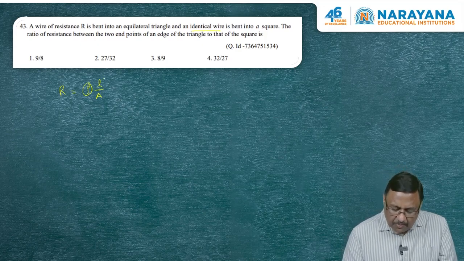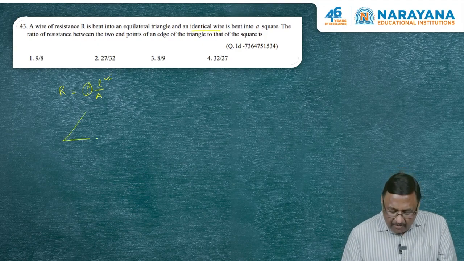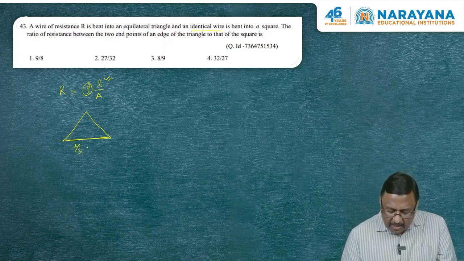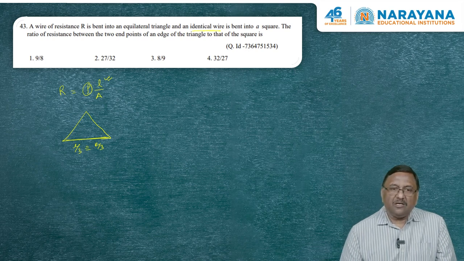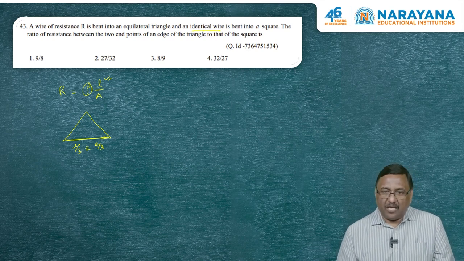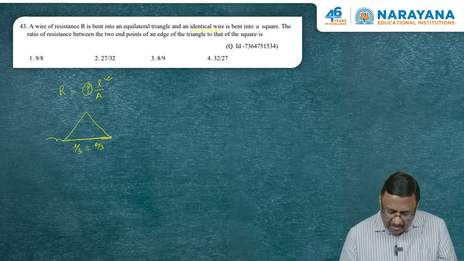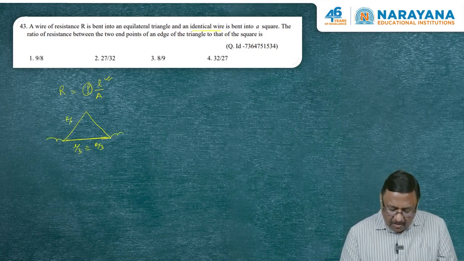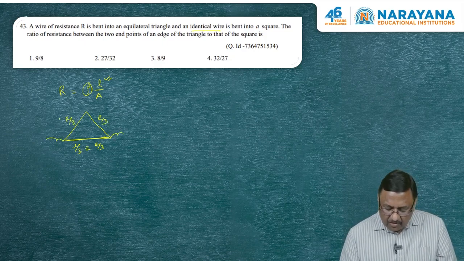But resistance is proportional to length. If I bend my wire into an equilateral triangle, each side's length has reduced to one third. That means the length is L upon 3, so equivalently the resistance of each side is going to become R by 3. He is asking the ratio of the resistance between the two end points of an edge of a triangle to that of a square. If I draw this here, there are three sides of R by 3 each, arranged in this manner. These two are connected in parallel.